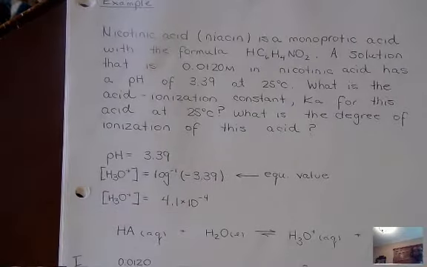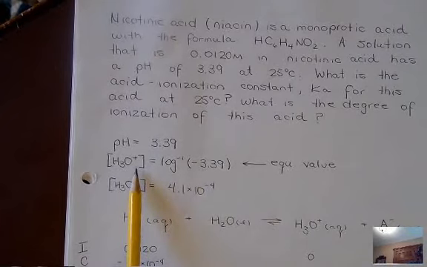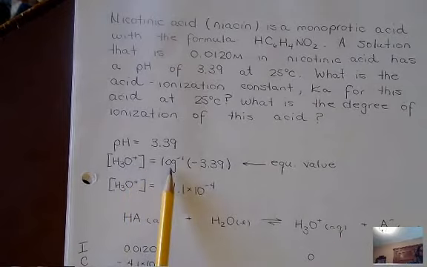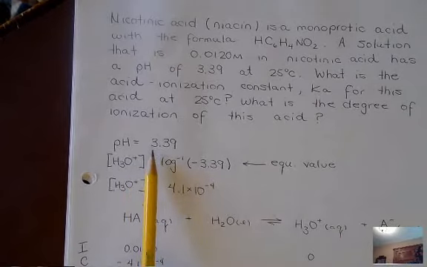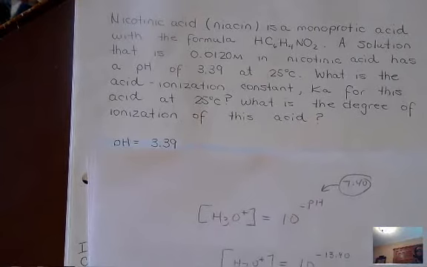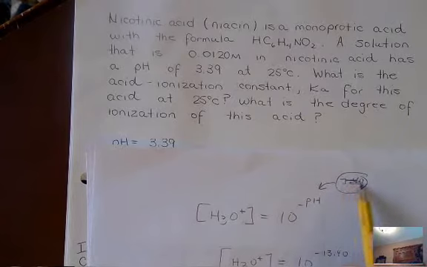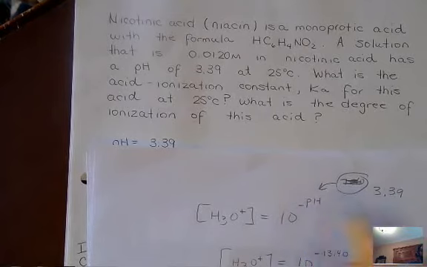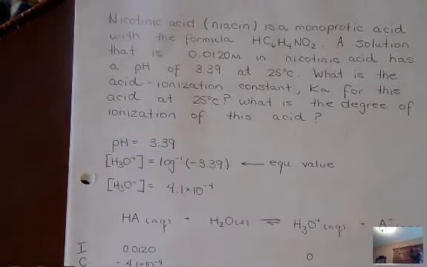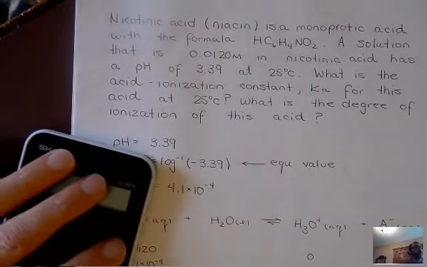First thing that you want to do is, if they give you the pH, you can calculate the equilibrium hydronium ion concentration. To do that, you put a negative sign on the pH and take the antilog, or equivalently, the hydronium ion concentration is equal to 10 to the minus pH. In this case, the number we plug in is 3.39. So 10 to the minus 3.39 is equal to what? I'll do that one for you. You try it at home.